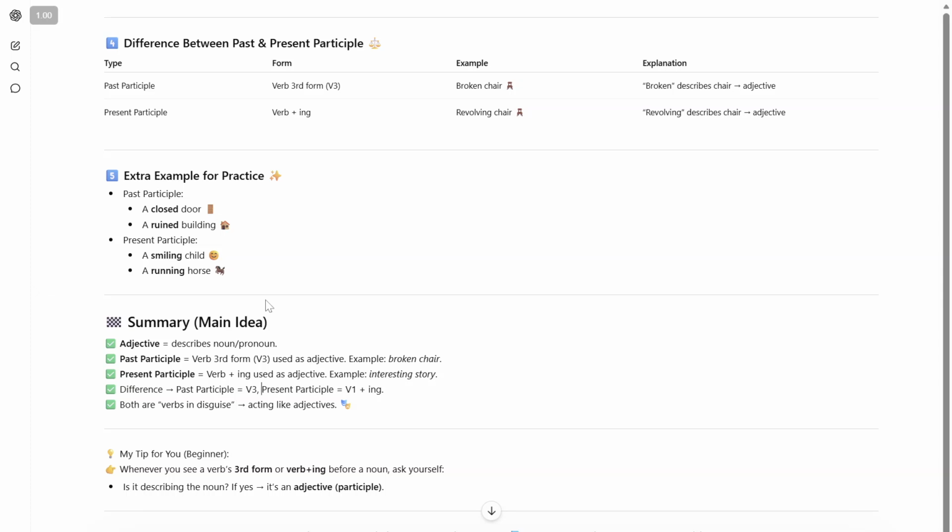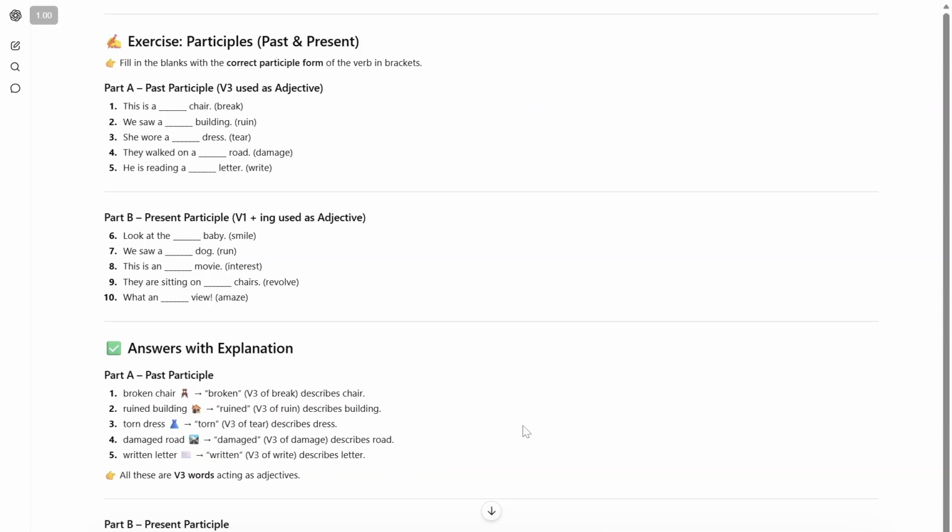My tip for you, beginner: whenever you see a verb's third form or verb plus ing before a noun, ask yourself, is it describing the noun? If yes, it's an adjective participle. Would you like me to now give the exercise with explanation?